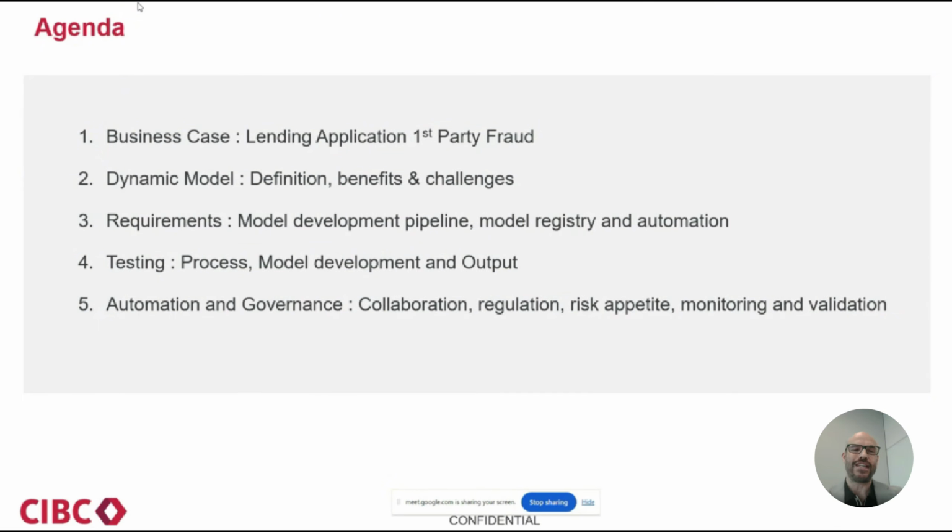Then we'll talk about testing, particularly about the additional layer of testing that you will need. So you not only need to test your model and your output, but there's a process around the dynamism of the model that also needs to be tested. So we'll talk a bit more about that. And then finally, we'll end with automation and governance. And really what we're talking about here is the human in the loop. So we'll finish on that note.